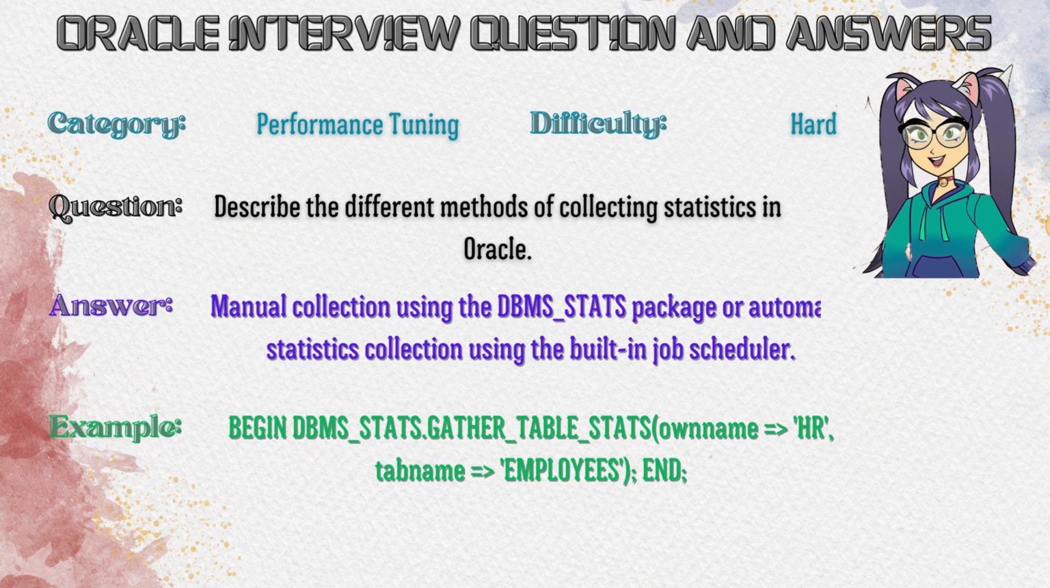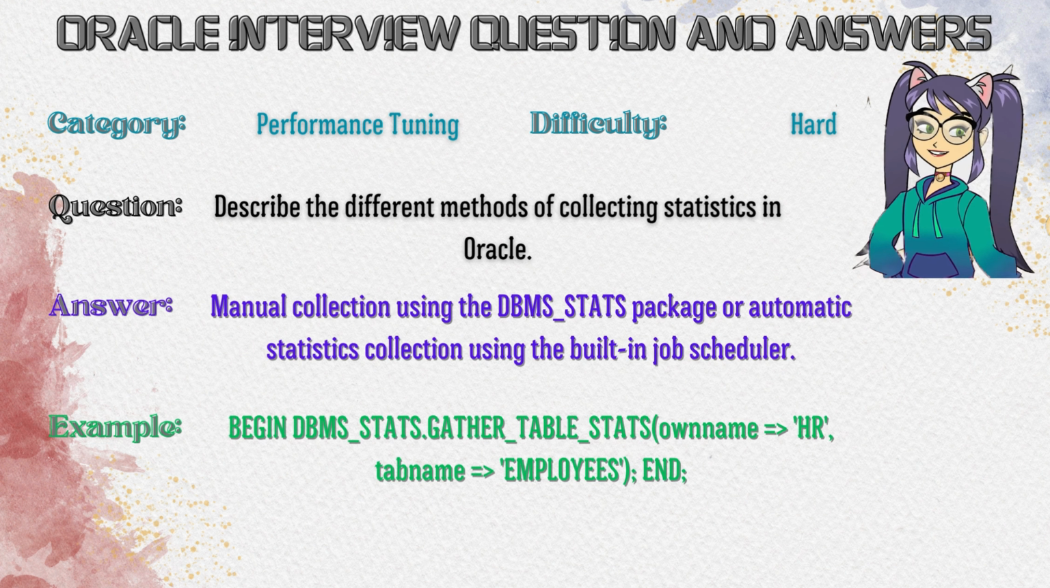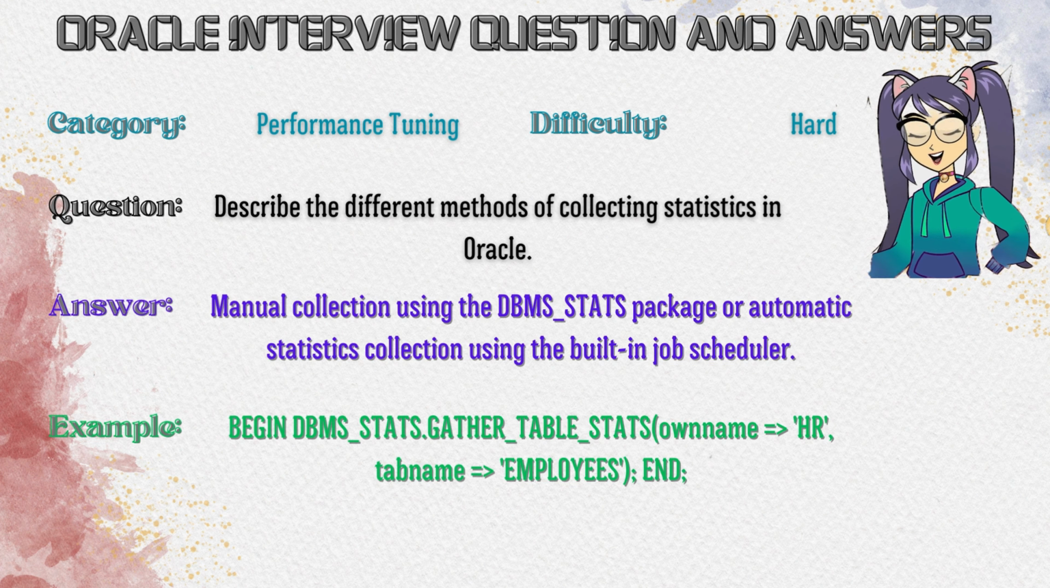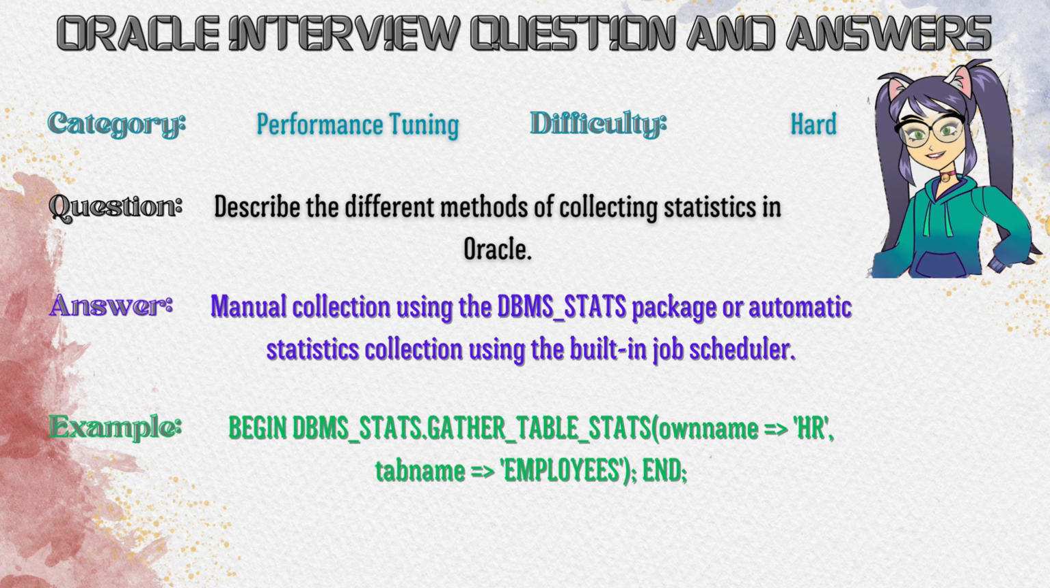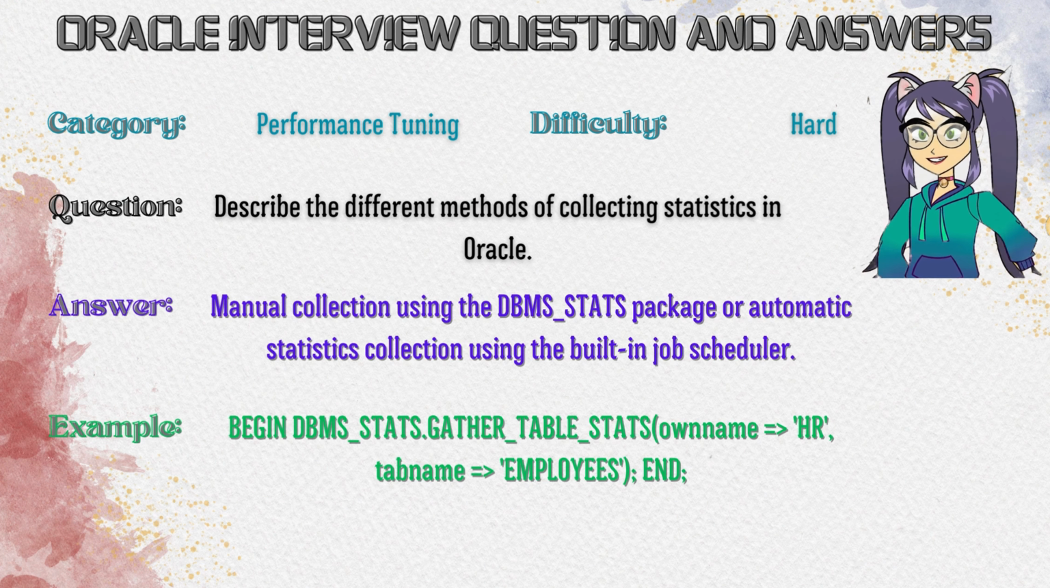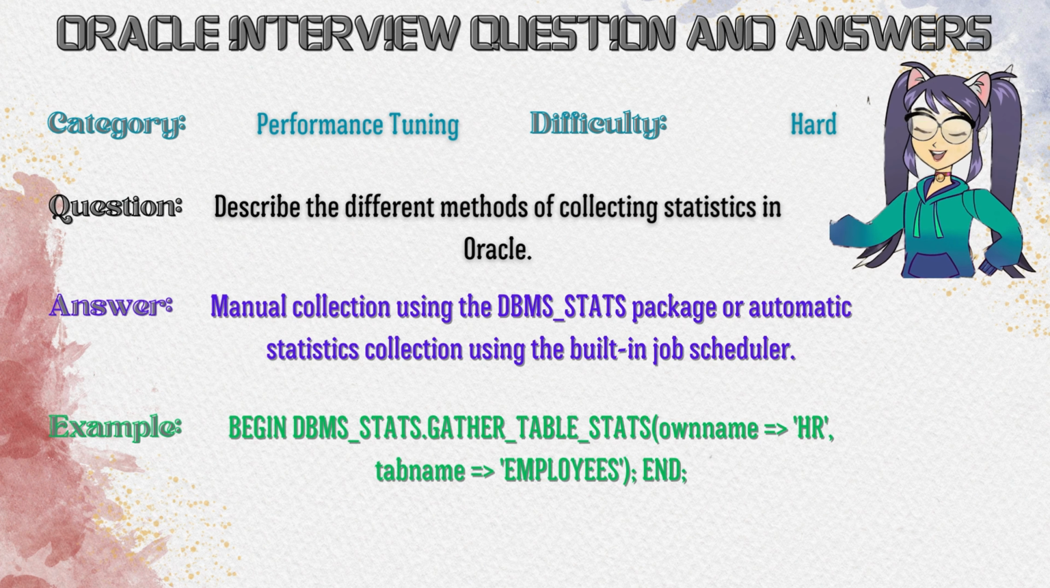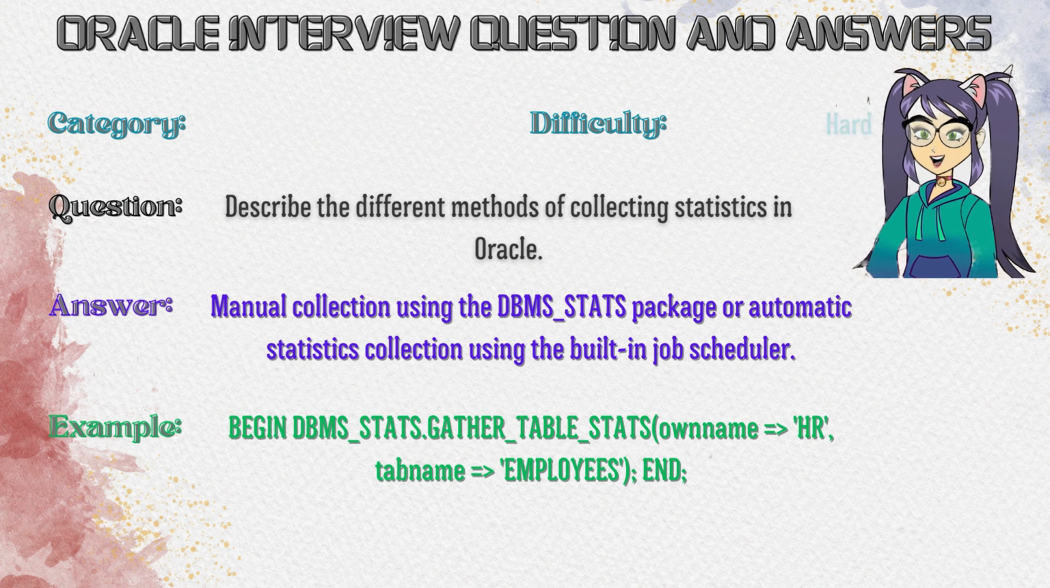Next question: describe the different methods of collecting statistics in Oracle, and the answer is manual collection using the DBMS_STATS package or automatic statistics collection using the built-in job scheduler. For example, begin DBMS_STATS.GATHER_TABLE_STATS(ownname => 'HR', tabname => 'EMPLOYEES'); end.